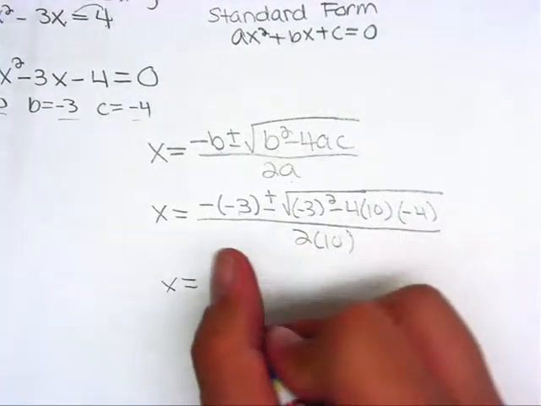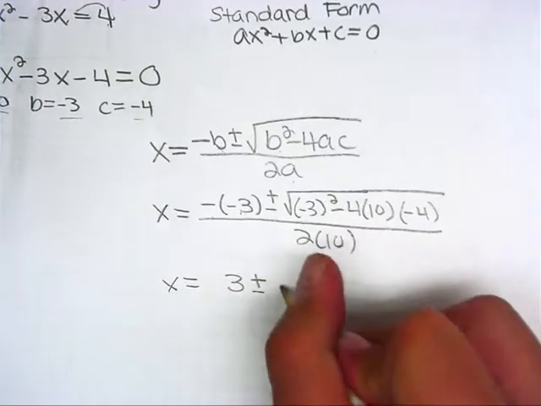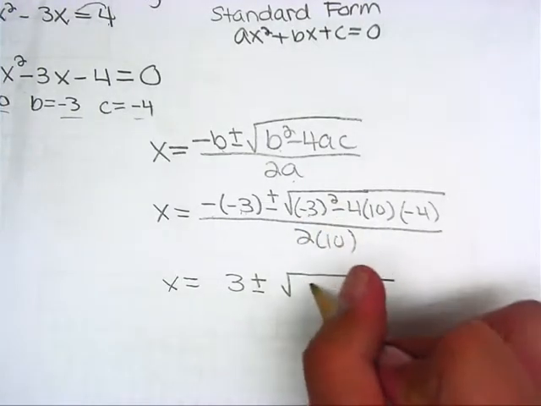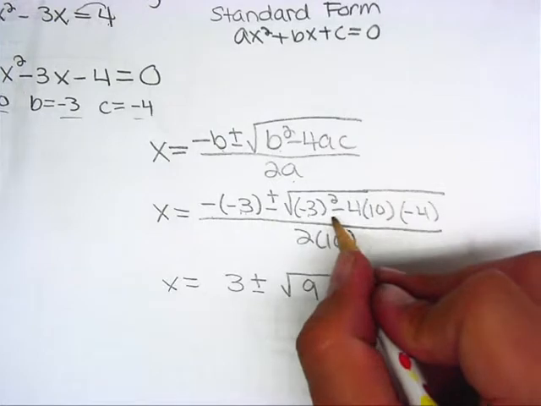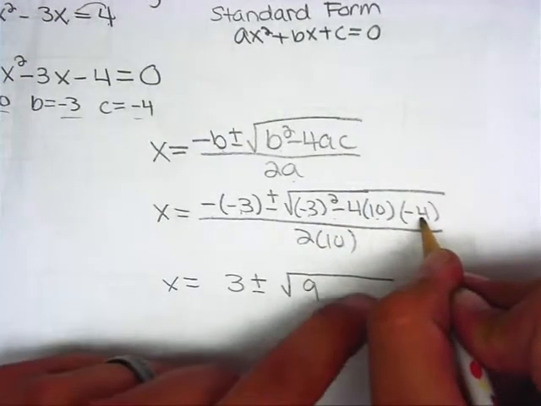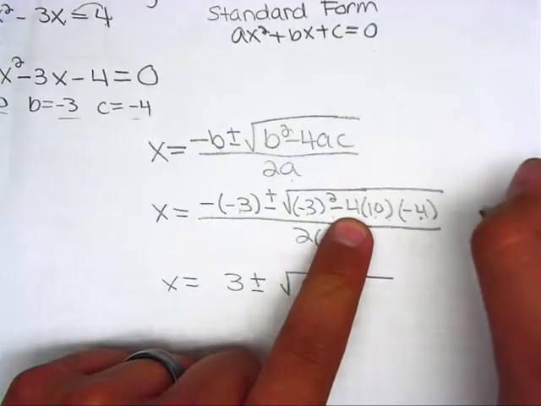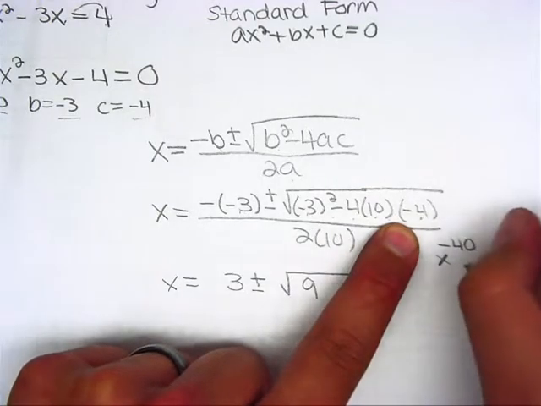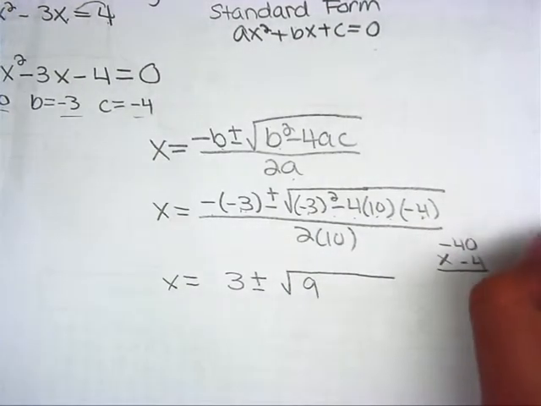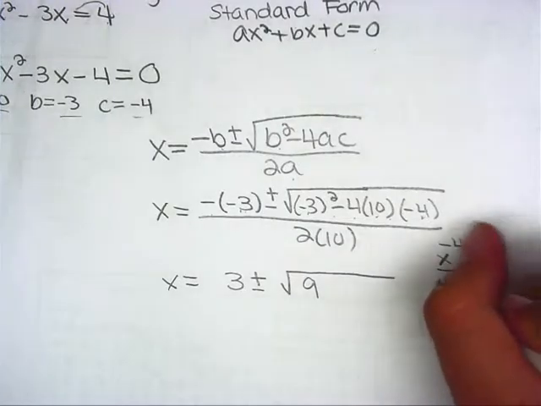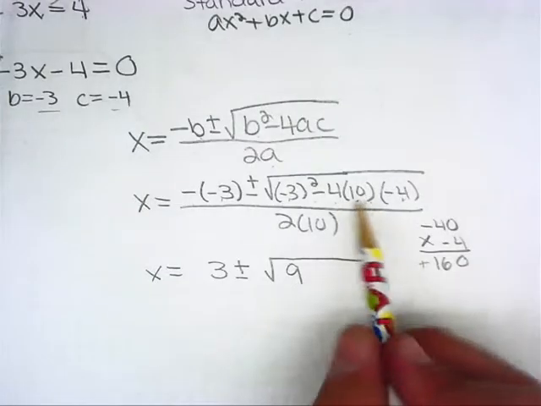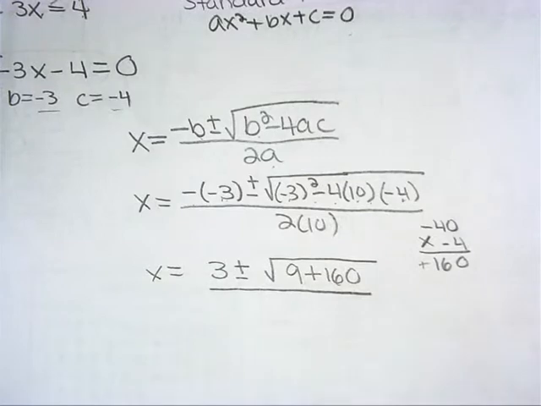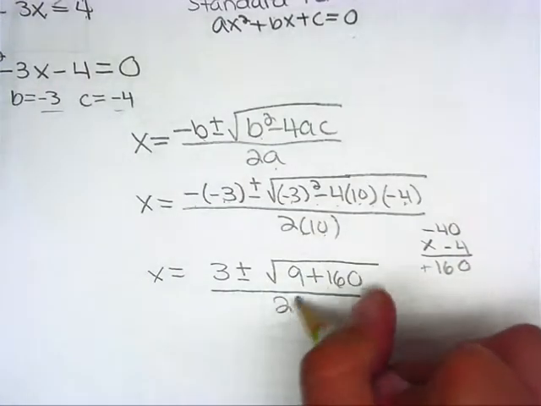The opposite of negative 3 is positive 3, plus or minus the square root. Negative 3 squared is negative 3 times negative 3, which is positive 9. Now negative 4 times 10 times negative 4, I multiply these three numbers. Negative 4 times 10 is negative 40. Now I'm going to multiply by negative 4, which gets me positive 160. So for this chunk, I'm going to put positive 160 underneath my square root, divided by 2 times 10, which is 20.